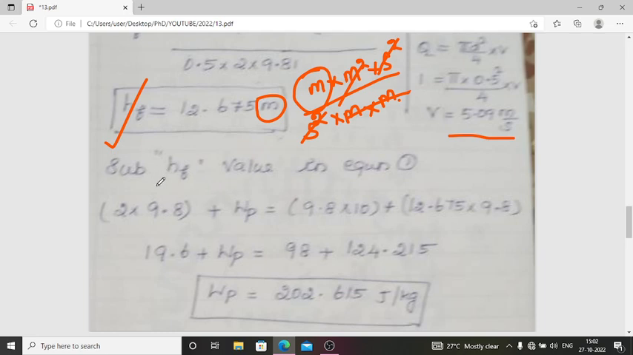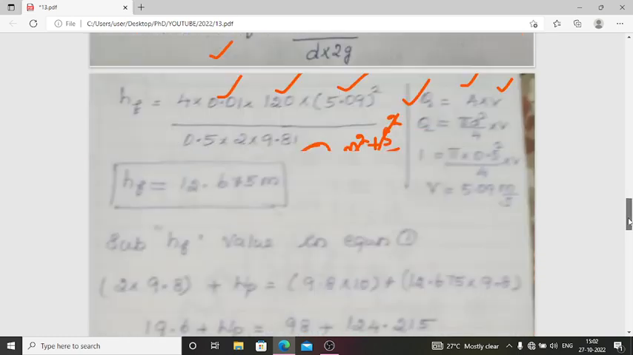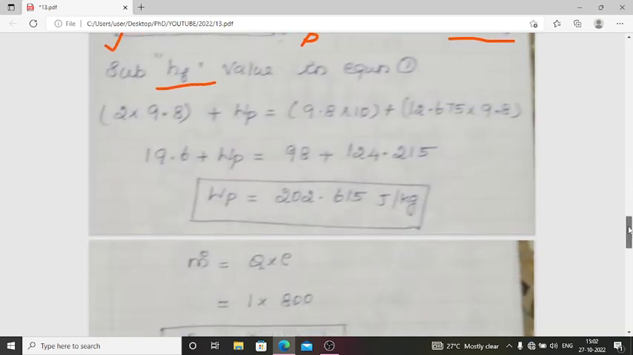So now we have the HF value. This HF value is substituted in equation 1. Refer to this equation 1 here. So two unknowns are there: one is WP, another one is HF. Now the HF value is known. Substitute here and find out the WP value. WP is nothing but pump work per unit mass of fluid.